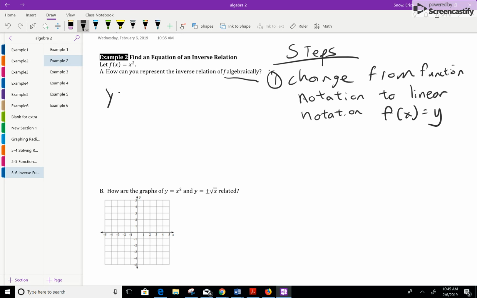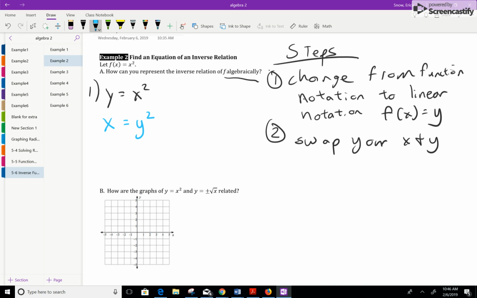So I'm going to write y equals x squared as my first step. Then your second step is to swap your x and y. Remember, your input becomes your output and your output becomes your input. So you're just going to swap x and y. To do that, I'm going to write x equals y squared. And then your third step is to solve for y, meaning get y by itself. So there are your 3 steps.